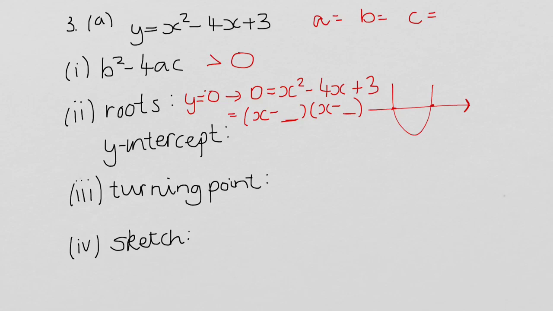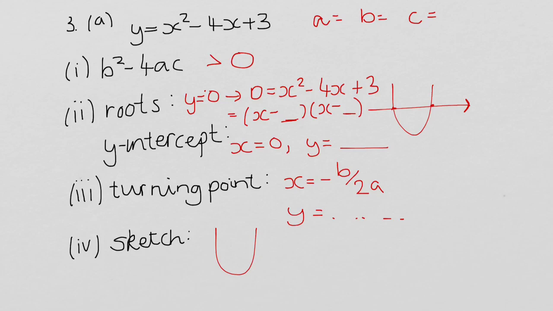Now the y-intercept means that we need to set x equal to 0, same as question 1, and then work out your value for y using the equation. Part 3, again, turning point, x equals minus b over 2a, and then put that value in to solve y. Now your sketch, x squared coefficient is positive, therefore it is going to be a positive parabola.